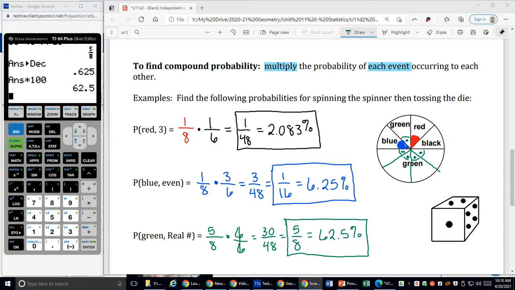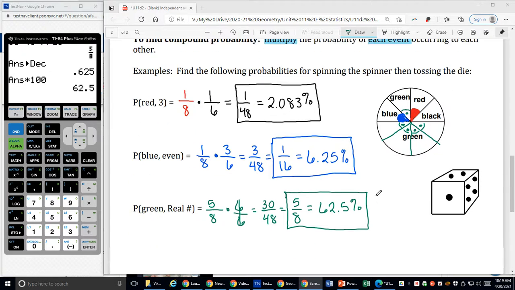Hi, welcome back. We are still on Unit 11, Day 2. In the last video, we looked at compound probability and we determined if events were independent or dependent. And when you have more than one event, we talked about that you are multiplying the probability of each event occurring to each other. So we multiply the two probabilities, reduce the fraction if necessary, and we can also look at it as a percentage.